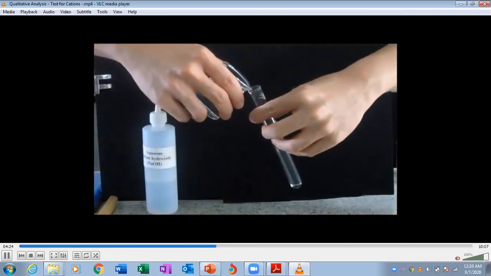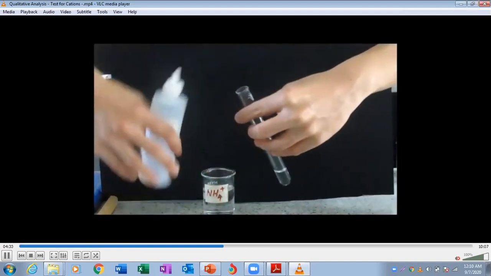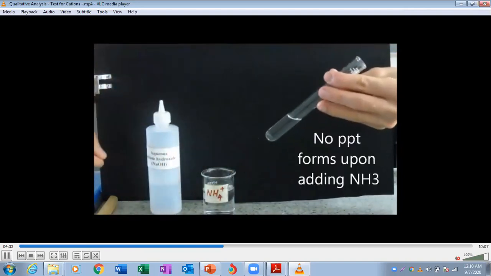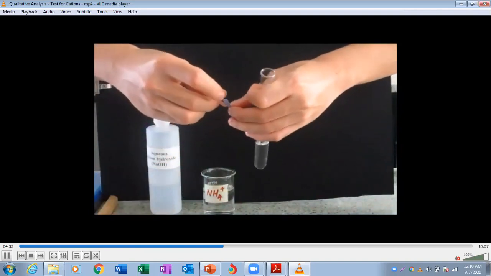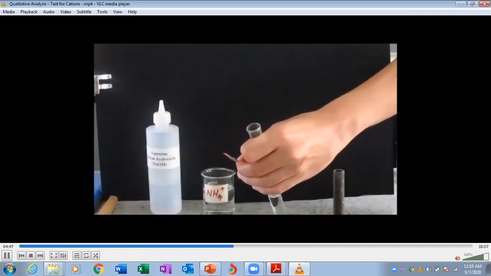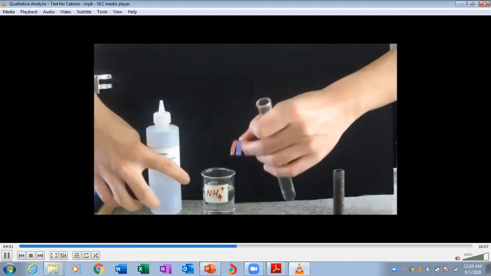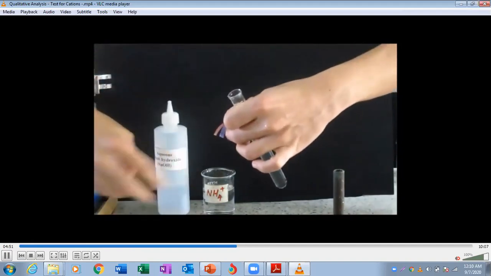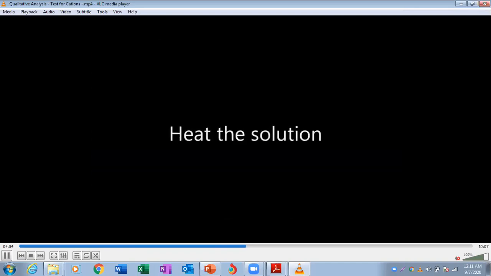In case of ammonium ion, this is colorless. On adding sodium hydroxide, no change, no precipitate or clumps are produced. But we know that the solution keeps the ammonia gas. What will we do? We will just heat the solution, and we have two moist litmus papers, red and blue. We add some more sodium hydroxide, we hold them, and we are just heating the solution.